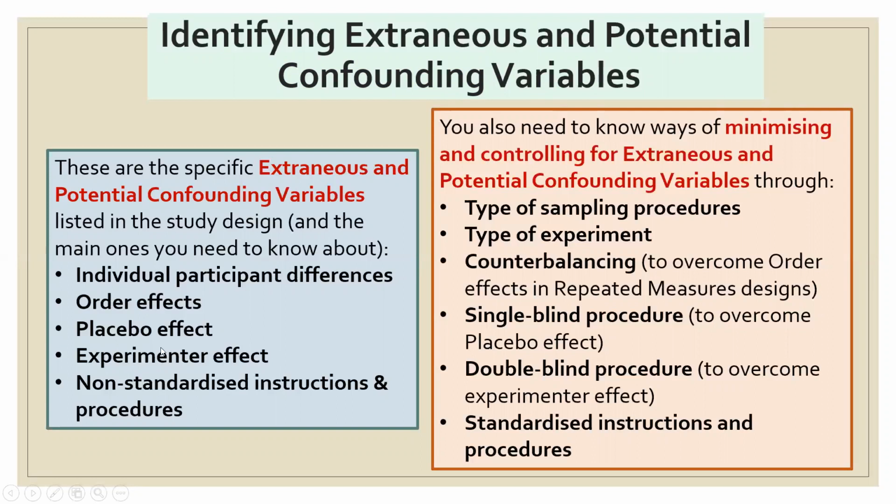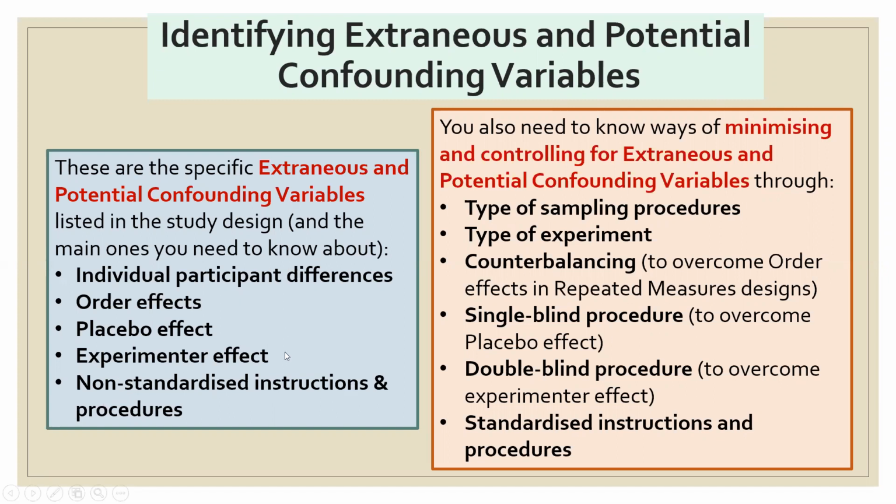Experimenter effect is when the experimenter has expectations for the participants, which we're going to go through soon. And non-standardized instructions and procedures is when you have two groups in a study, which we usually do. We have an experimental group and a control group, and the experimenter might give out the instructions and procedures in a different way to both groups. And sometimes if one group gets clearer instructions or gets those instructions delivered in a nicer tone, that group might perform better because the experimenter treated them in a nicer and better way.